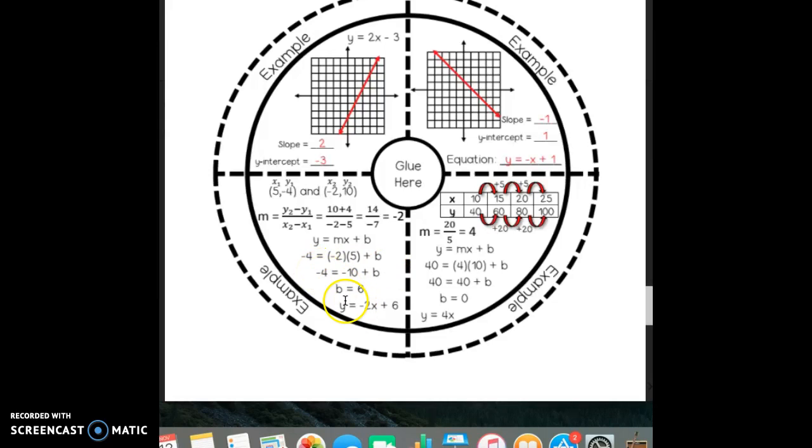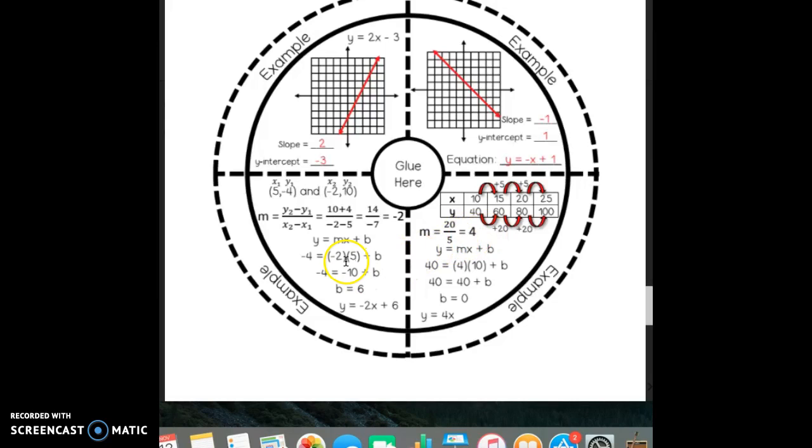And so now I go back to having my variables here, and so generically y, any y value, would be equal to my slope of negative 2 times the x value plus my y-intercept of 6. Whereas if I'm going from a table, this is what we were doing with constant rate of change. So I'm going by 20s, and I'm going by 5s, and 20 over 5 is 4, so that's my slope.